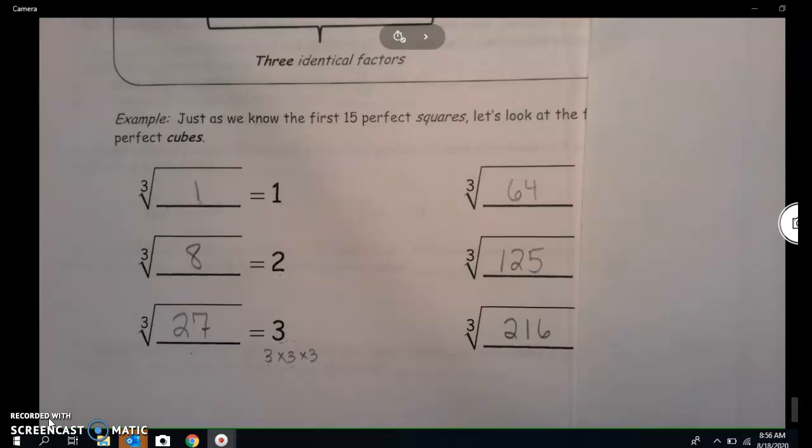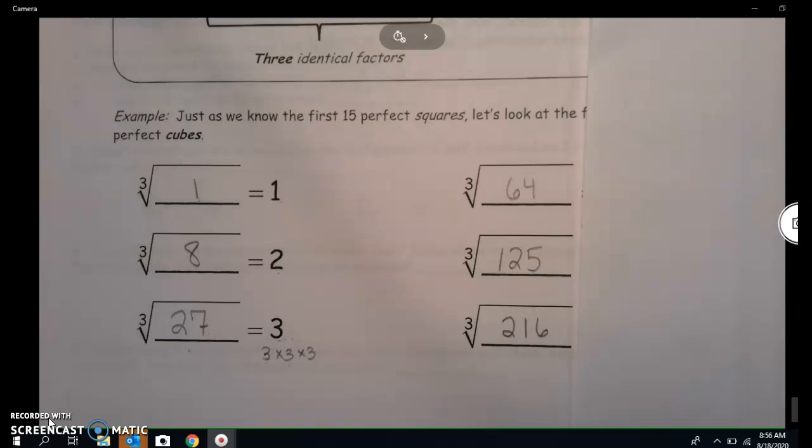Or I might say, what's the cubed root of 216? And you'll have to think, okay, what number times itself again as 216? And you would get 6.